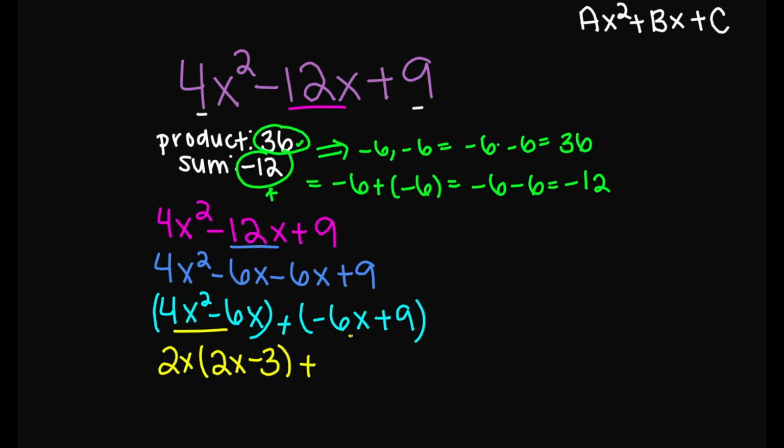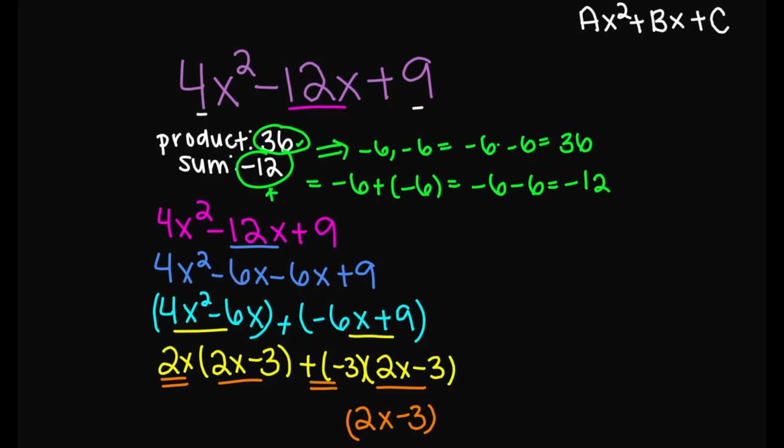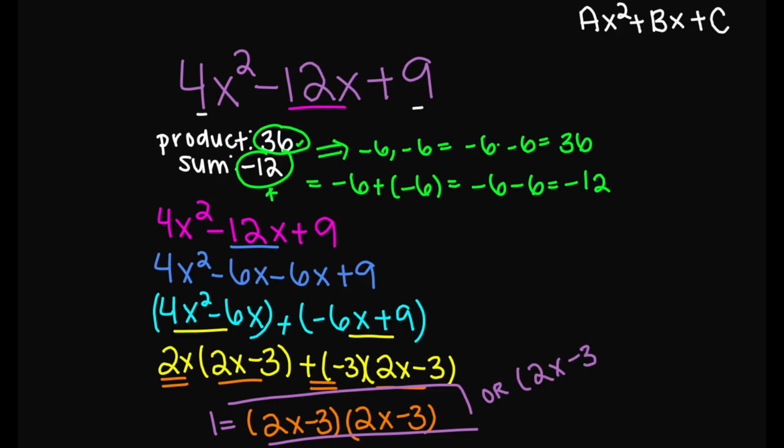And then here, my second group, I can factor out a negative 3. If I factor out a negative 3, I'll be left with 2x minus 3. And remember, because I factored out my negative, everything inside the parentheses is going to change. So as you can see, you have a positive 2x and then a negative 3 left. Now this step here, we can factor out 2x minus 3, and then you'll be left with 2x minus 3 again. And this is your final answer. Now you can also write it like 2x minus 3 squared.